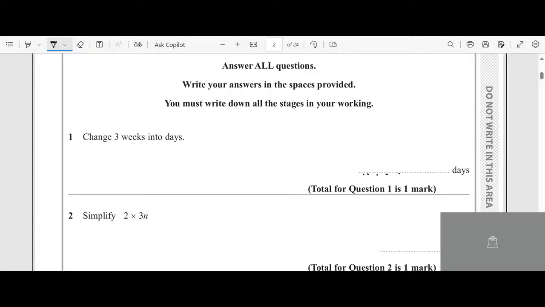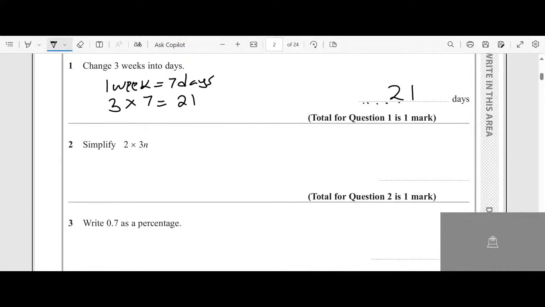So change 3 weeks into days. We know that 1 week equals 7 days. So basically it means that for 3 weeks I just have to multiply by 7 to get 21. These ones are very easy. You just do them quickly. So we have 21 days.